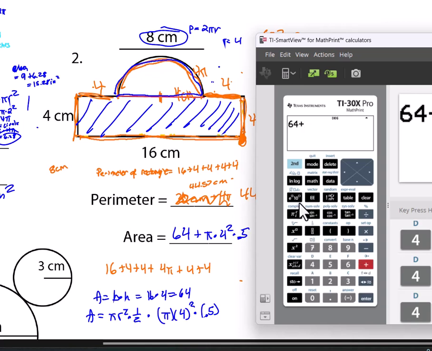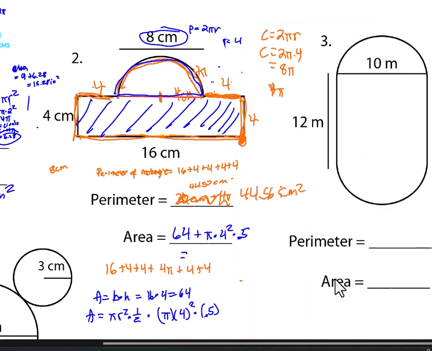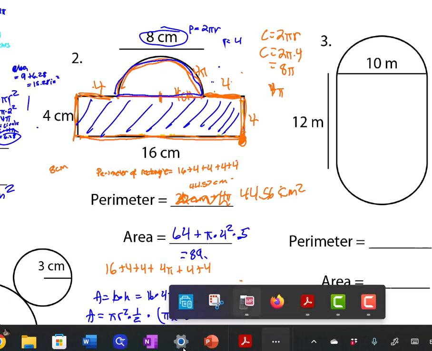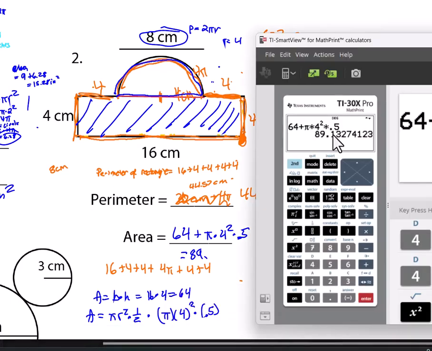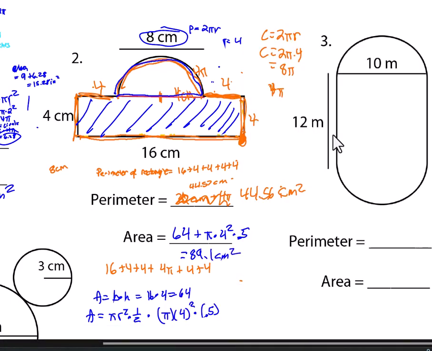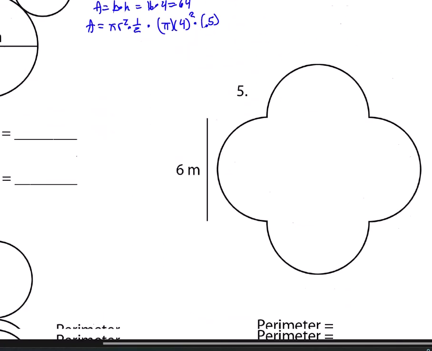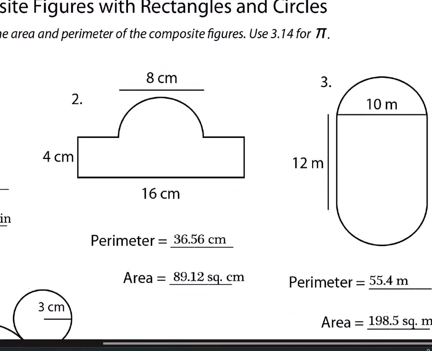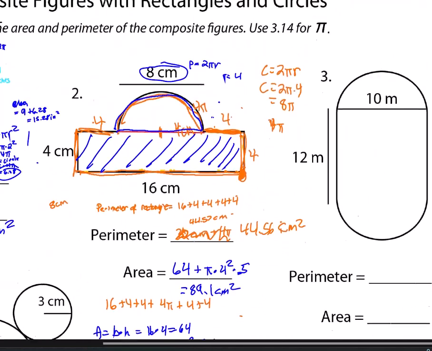sixty-four plus pi times 4 squared times 0.5 equals 89.1 centimeters squared. Okay, so for that one, we got the same thing.